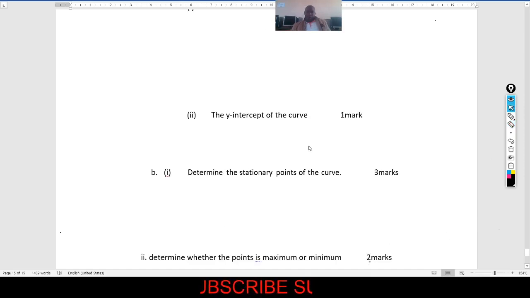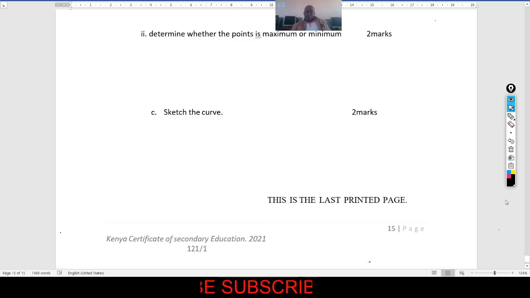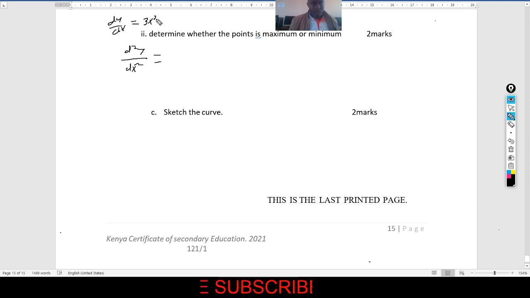Now we move on to determine whether the point is a maximum or minimum. What do you do in this case? You find the second differential, d²y over dx². If you differentiate for the second time, our equation, the first differential we found to be dy over dx equals 3x squared minus 8x plus 3.